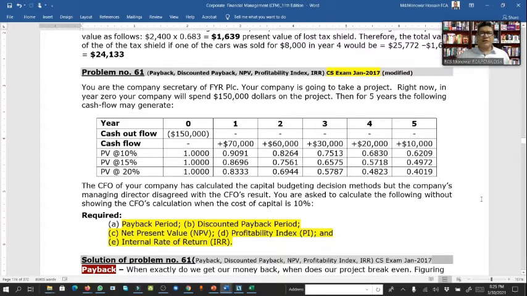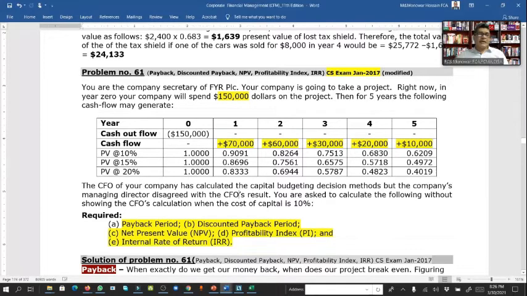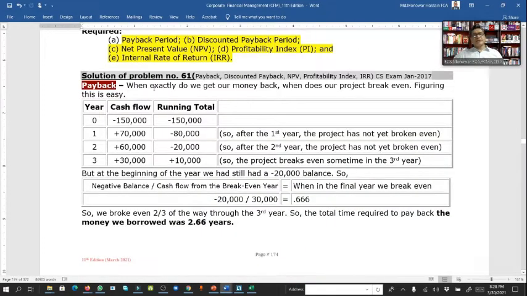Then over the 5 years the following cash flow may be generated. The 5 techniques of capital budgeting are within this one. The 5 years of cash inflow is here. Look here, year 1, 2, 3, 4, 5, and the PV factor is given here, for 10%, 15%, 20%, all 5 years, where the cost of capital is 10%. Payback. So first we will take the payback period.